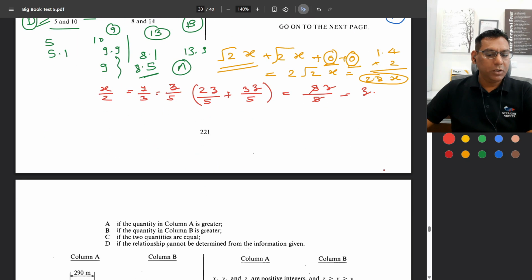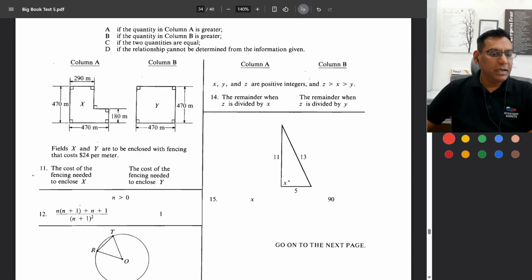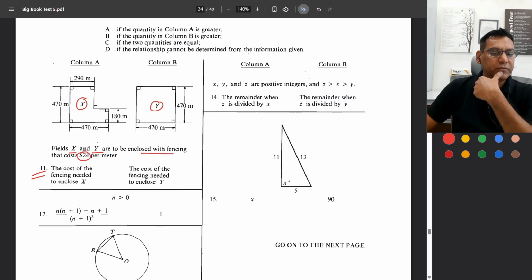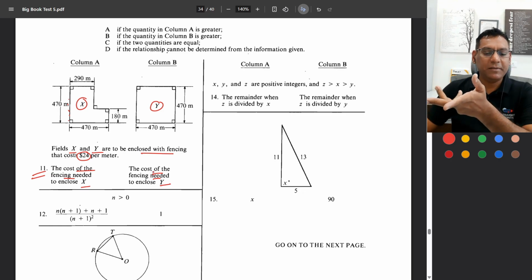Okay, let's move on. Question 11. Fields x and y are to be enclosed with fencing that costs $24 per meter. So they need fence around this, $24 per meter. The cost of fencing for x, the cost of fencing for y. Essentially they are asking us to compare the perimeter.